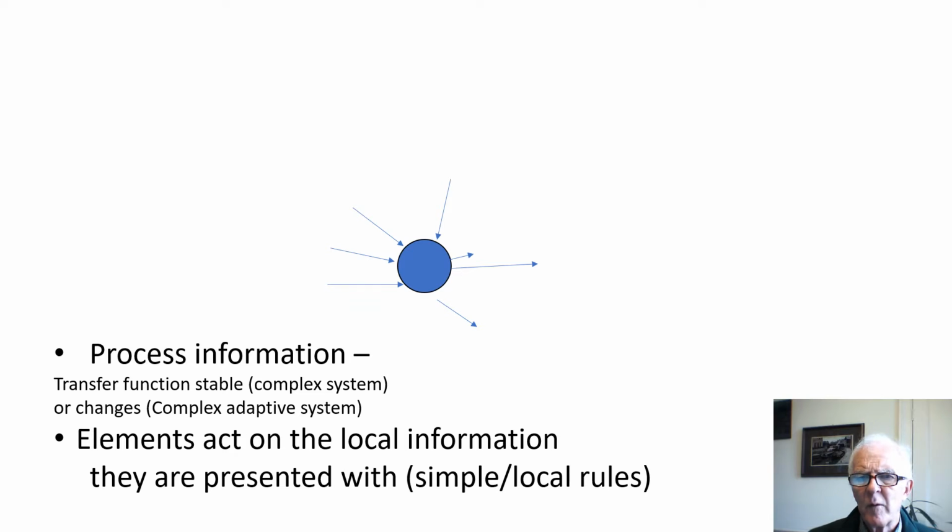So system elements process information, they take in information, there's an algorithm or a transfer function, and they give out outputs accordingly. This transfer function can remain stable, so we call these systems complex systems, or if this transfer function changes with time, for example, as we learn or as the algorithm is changed, we call these complex adaptive systems. And these elements act predominantly on the local information they're presented with. In some cases you can get information from more distal areas, but information is predominantly local. And we call this interaction, this transfer function, simple or local rules.